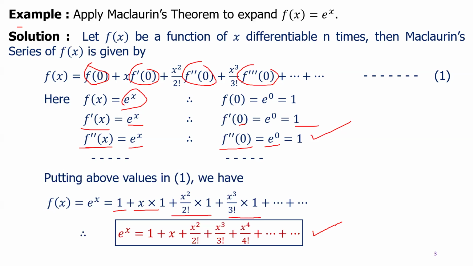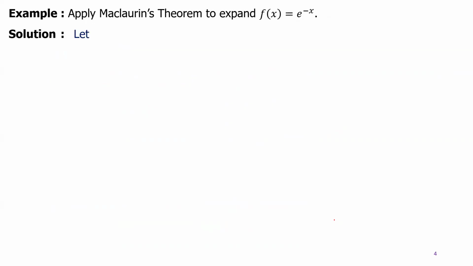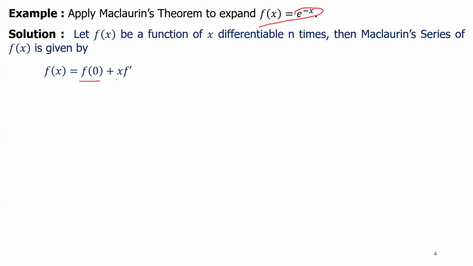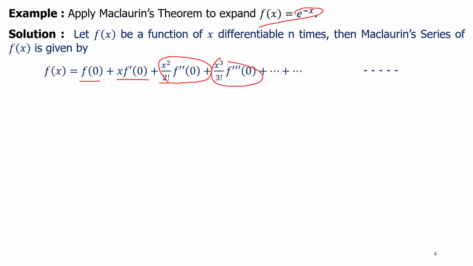Let us take one more example, which is the exponential function whose power is minus x. So apply Maclaurin's theorem to expand f of x equal to e to the power minus x. Now we use the same method. Let f of x be a function of x differentiable n times. Then Maclaurin's series of f of x is given by f of x is equal to f of 0 plus x f dash of 0 plus x square upon 2 factorial f double dash of 0 plus x cube upon 3 factorial into f triple dash of 0 and so on. Let us give it equation number 1.